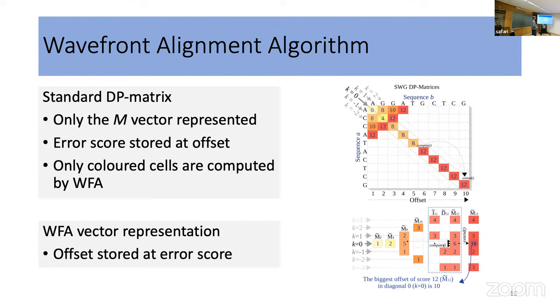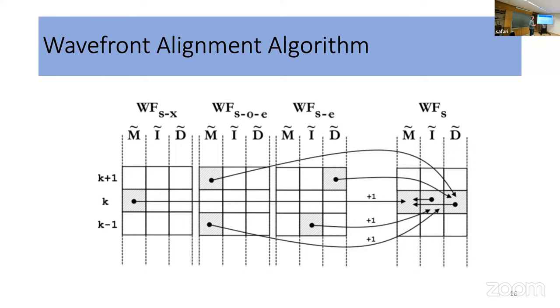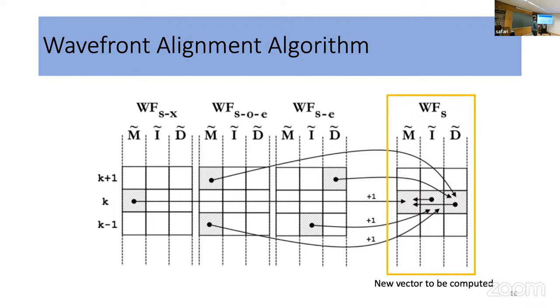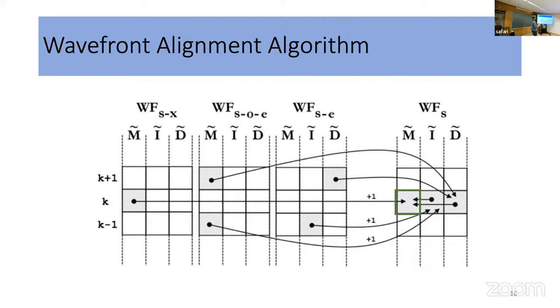Here is a quick illustration of the data dependencies when trying to calculate the next wavefront vector. If you know something about dynamic programming, you know that generally the information for a new cell comes from previous cells somewhere in the matrix. In this case, the information comes from previously calculated vectors. So if you want to calculate the new vector, the M vector is generally the vector where the main part of the information is stored. This information comes either from a previous M vector or from insertion and deletion vectors stored at the same error value.